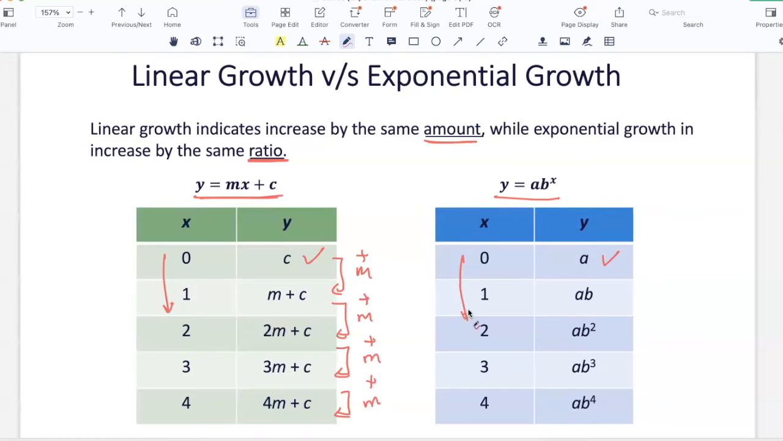So here, as I increase x from 0 to 1 to 2, I notice that the value of the y function gets multiplied by a constant b, right? So here we notice that the ratio of the corresponding y values is constant, unlike in the linear curve where I was adding a constant value, right? So this is the primary difference between exponential function and linear function, and we will look at some questions where this difference is explored.